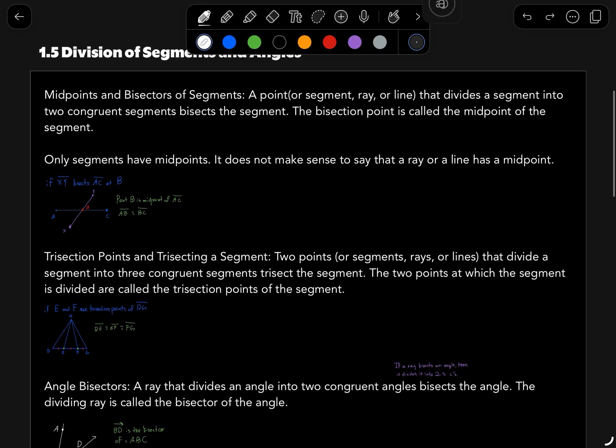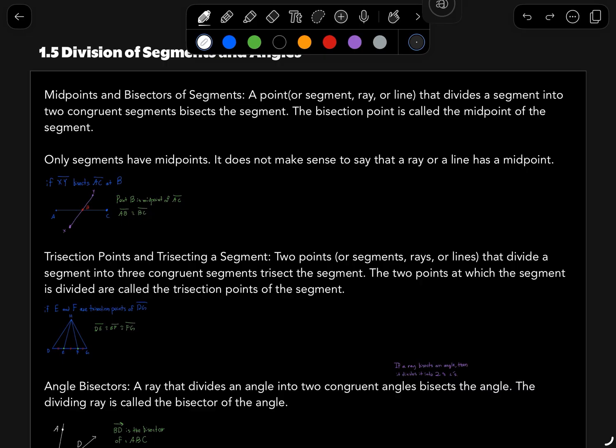First things first, we're going to be talking about midpoints and bisectors. I know we talked about this in a previous lesson, but just for review, a point, or it doesn't have to be a point, it can also be a segment, a ray, or a line, that divides another segment into two congruent segments. It bisects that segment. Specifically, if it's the point that's doing the dividing, then that's called the midpoint of the segment.